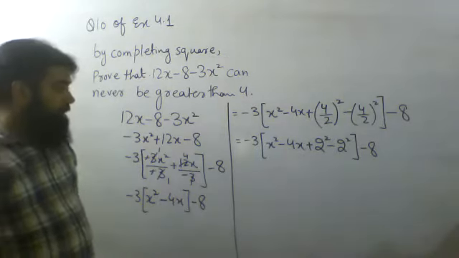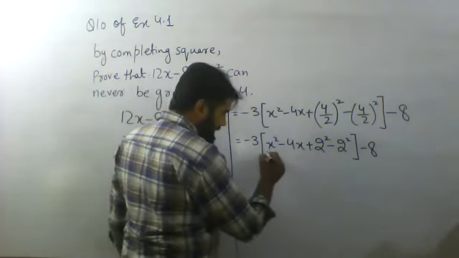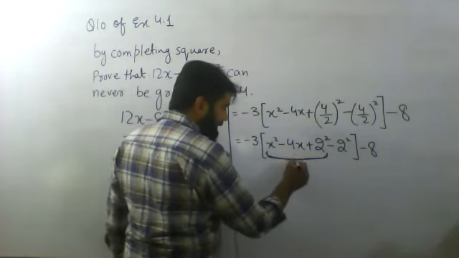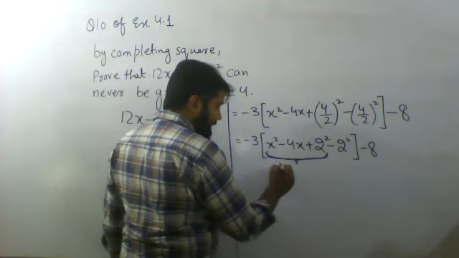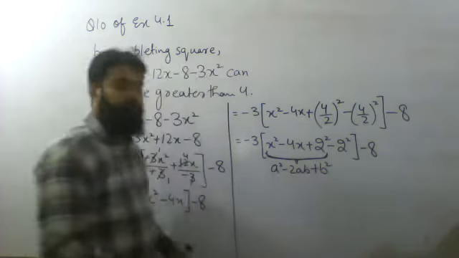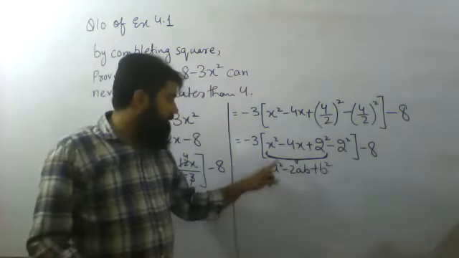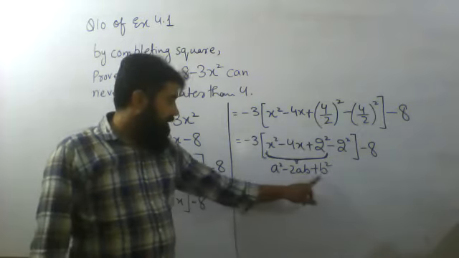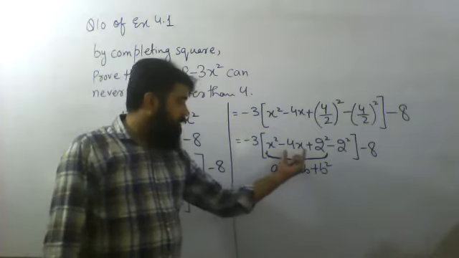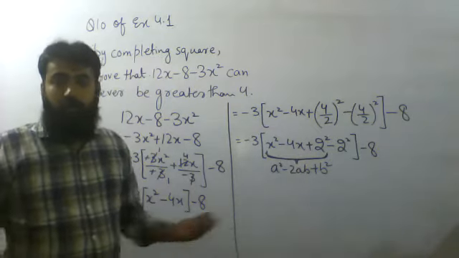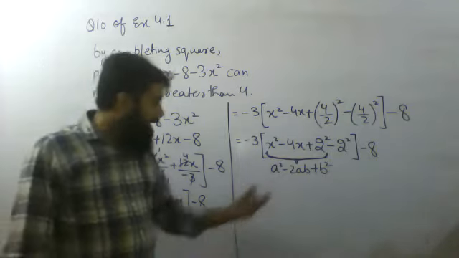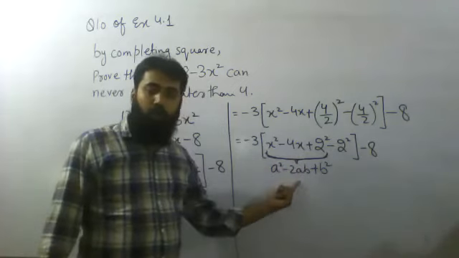Right? Now I am saying that these three are basically a square minus 2ab plus b square. A is having a square, so okay. B is having a square, so okay, 2 is having a square. But I am saying this is 2ab. So why would you accept this is 2ab? Let me explain it, why I am saying this is equal to 2ab.